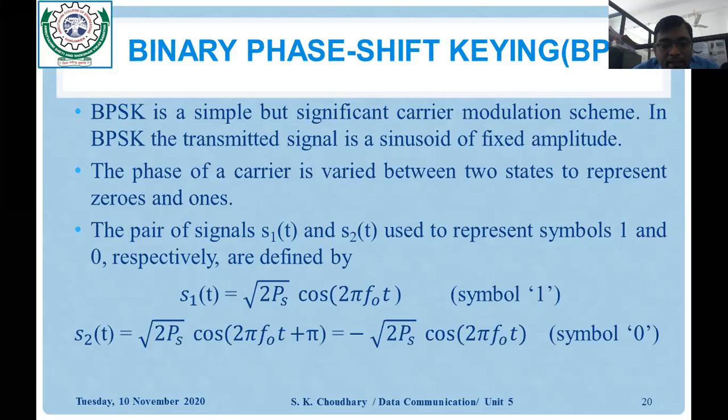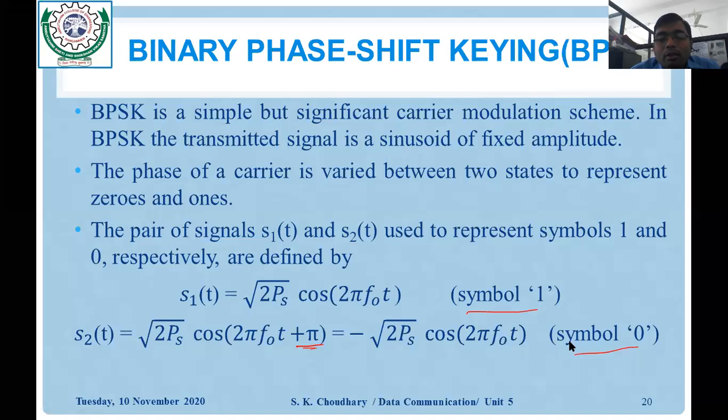So S2 is represented as square root of twice of Ps cos 2 pi f naught t plus pi. So it is 180 degrees out of phase with respect to the symbol 1. So you can also say it is minus square root of twice of Ps cos 2 pi f naught t. In this way, both the symbols 1 and 0 are represented differently because there is a phase difference of 180 degrees, and both are out of phase signals.